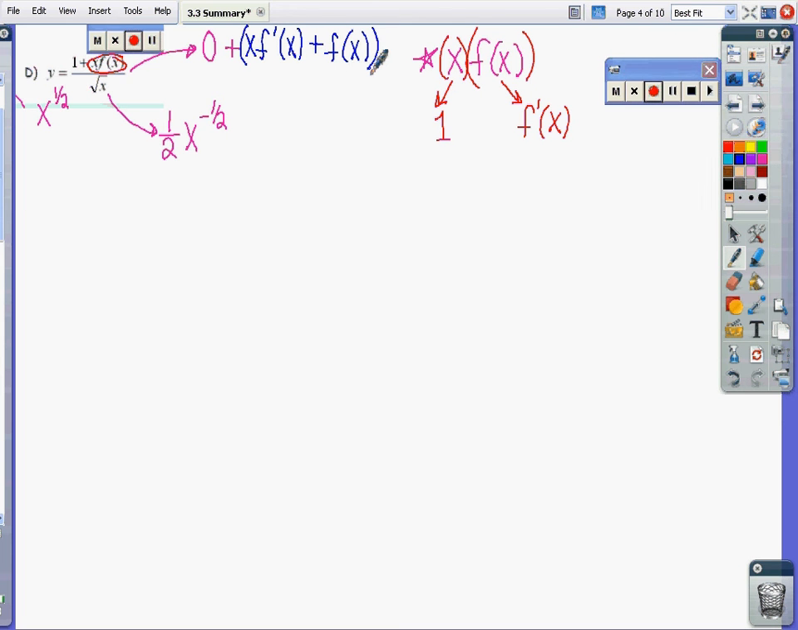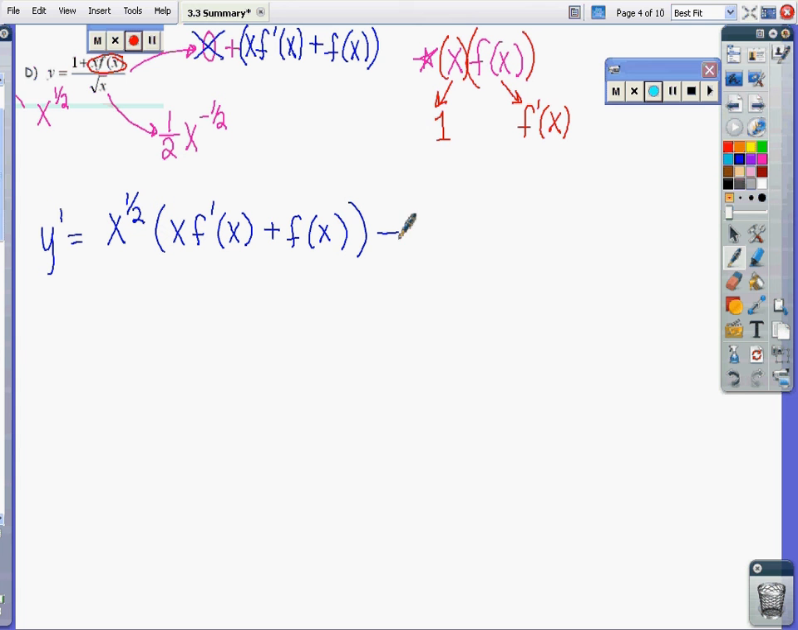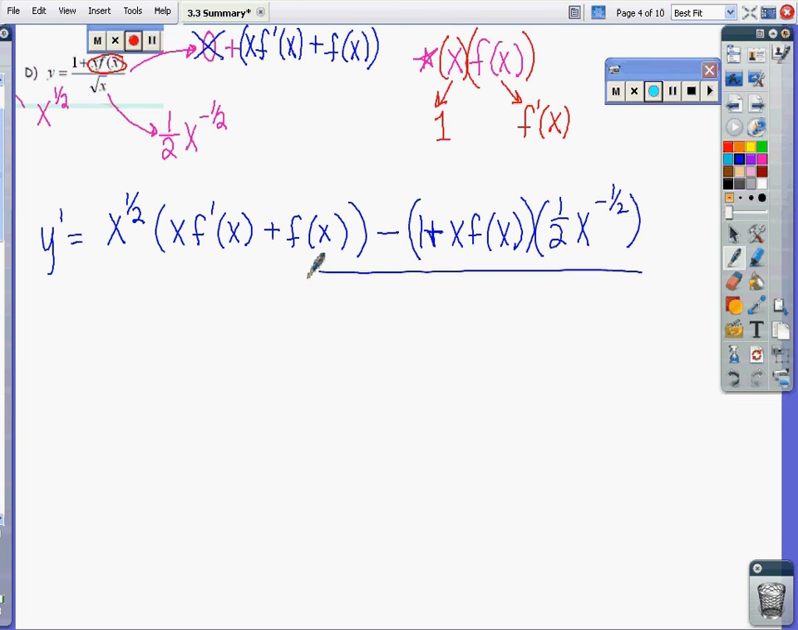Okay, so y prime would equal low, oopsie, low, and I'm actually going to write it as x to the 1 half. Low d of high minus high d of low, all over low, low. Looking at the numerator, I'm going to see if there's that much to simplify. I'm going to say there probably isn't too much.